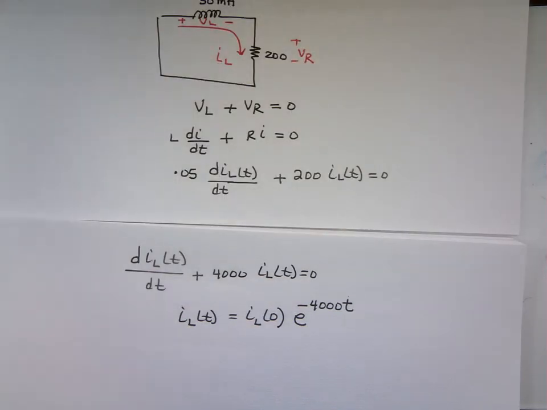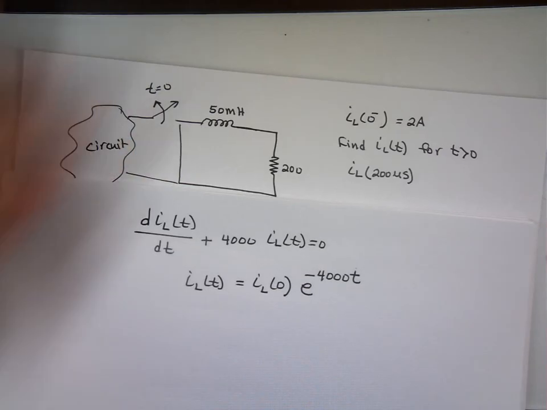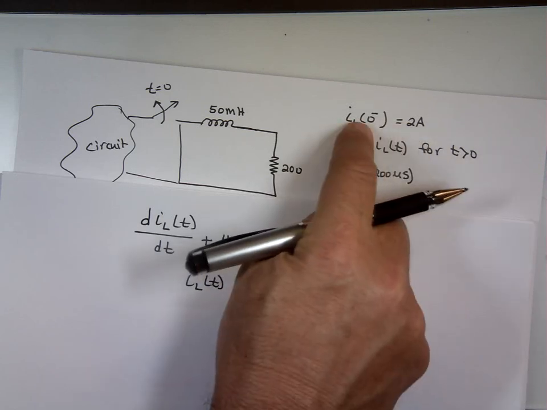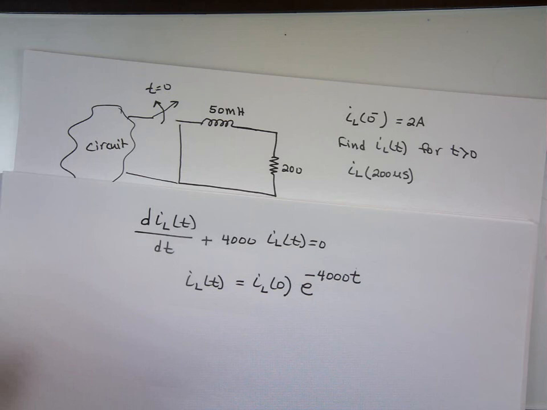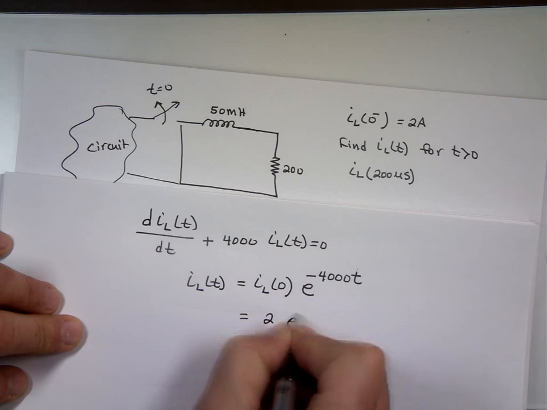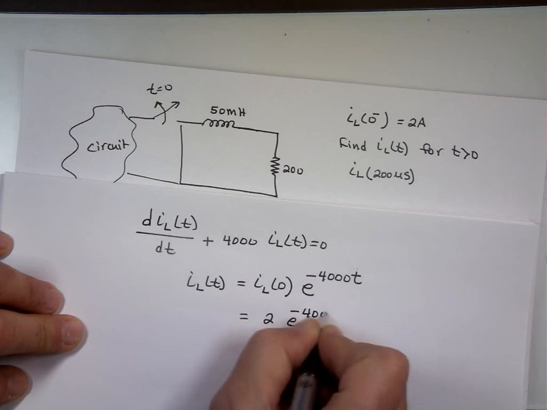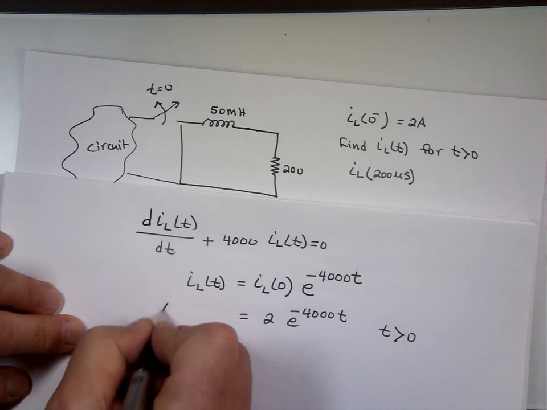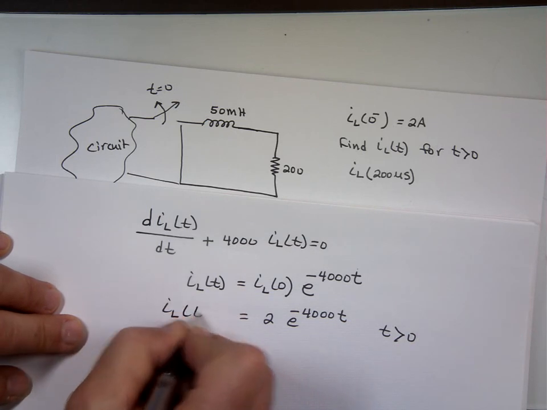Now, in this problem, they stated that the current at 0 was what? 2 amp. You go, well, that's 0 minus, not 0 plus. Well, you remember anything about an inductor? I sub L 0 minus equals what? I sub L 0 plus. The current does not change in 0 time. So this is equal to 2 e to the negative 4,000 t. This is for t greater than 0. That is the current through the inductor at any given time.